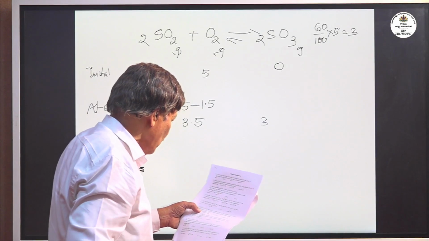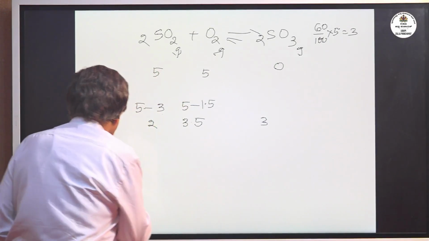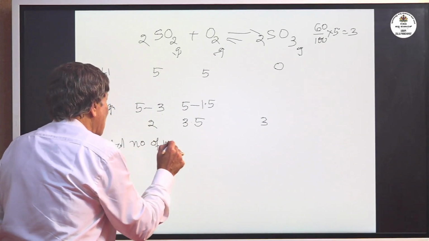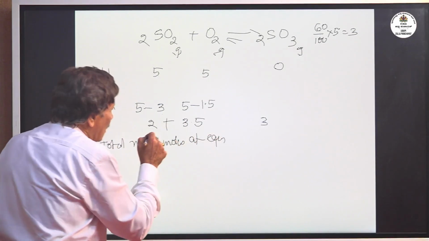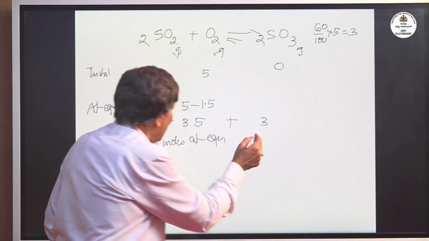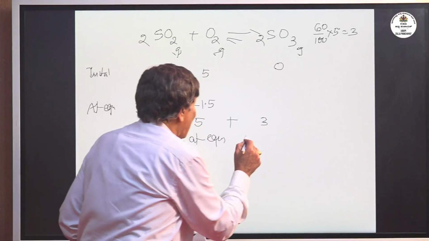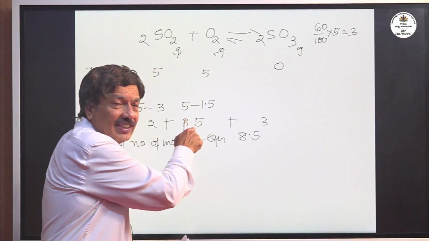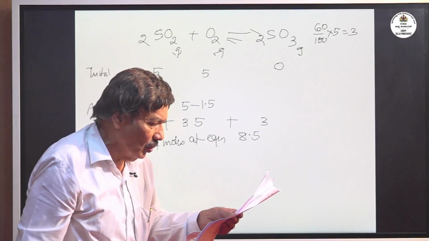Then what shall we do? If the total pressure is given, we will find out the total number of moles at equilibrium. You have to sum it up. 2 plus 3.5 plus 3. 3 plus 3.5 is 6.5. Then 2, 8.5. Understood? Then we will move on to what they have asked.